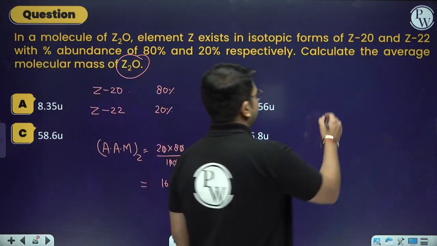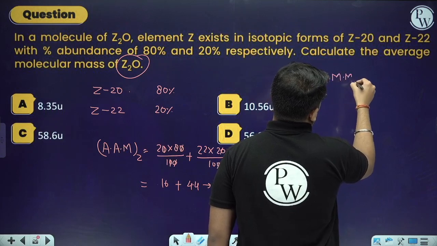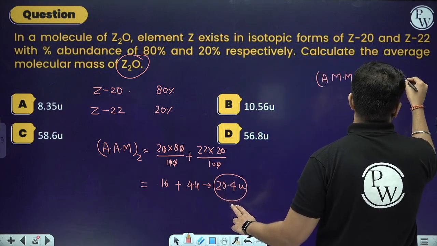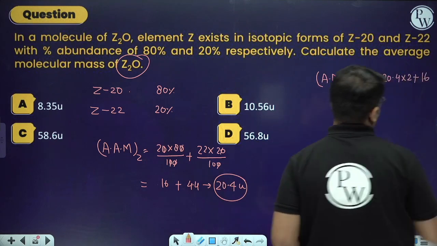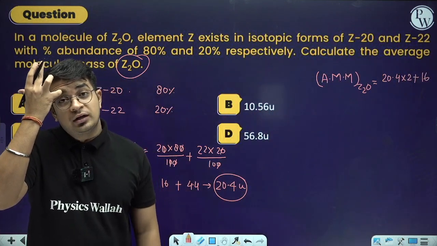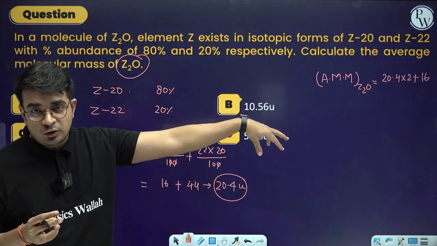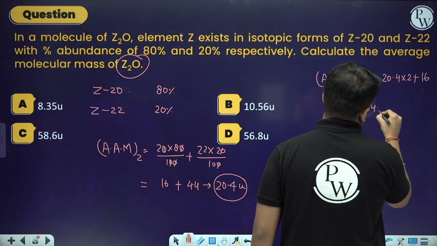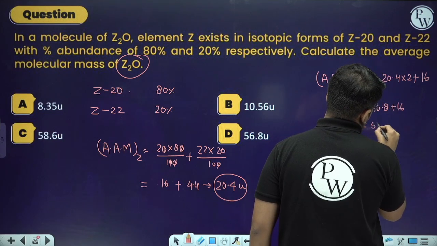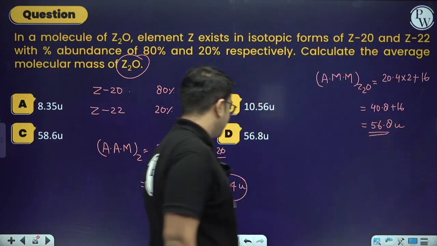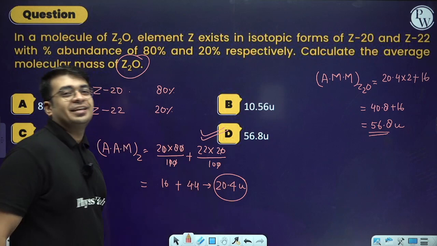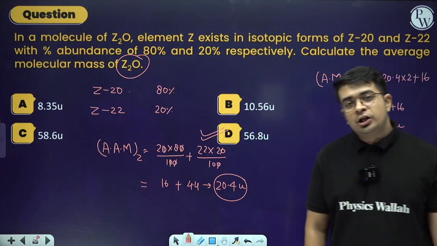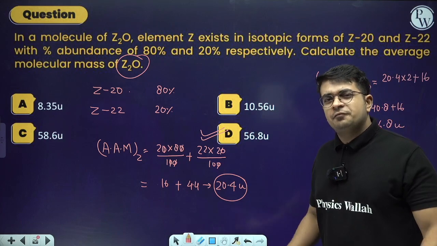If that is the case, can we say that the average molecular mass of Z2O will be its average mass 20.4 multiplied by 2 plus the mass of oxygen, which is 16? Whatever calculation we are doing for Z2O, the mass of Z, 20.4, multiplied by 2, because we have two atoms, plus the mass of oxygen, which is 16. That will be 40.8 plus 16, so 56.8 U. That is the final answer, 56.8 U, answer D. I hope this part is clear to you. The calculation of average atomic as well as average molecular mass is very simple, very easy.